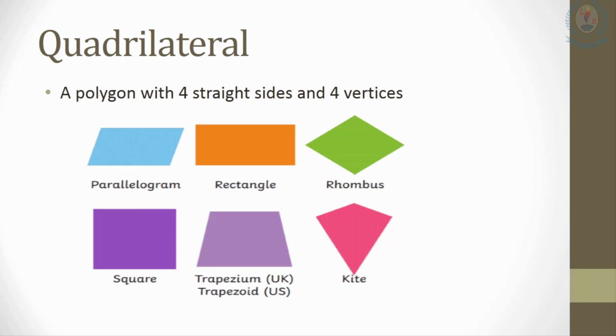Parallelogram, you will learn about this in the next grades. Rectangle, rhombus, square, trapezium, kite. These are the quadrilaterals. Remember, a quadrilateral is a polygon with 4 straight sides and 4 vertices. Remember that special name for the figures with 4 sides: quadrilateral.